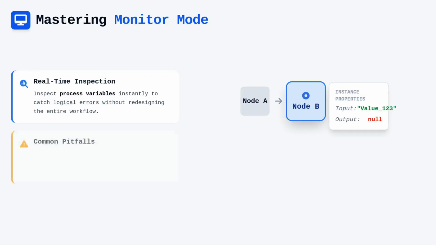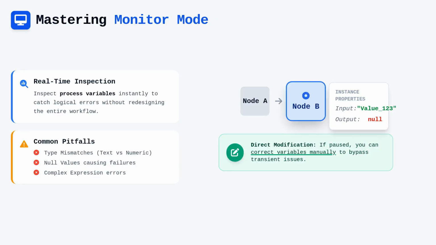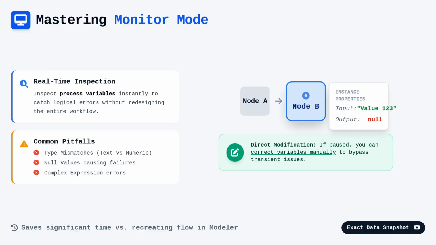This is where you will identify common pitfalls, such as type mismatches, where a text input is unexpectedly passed to a numeric process variable, or null values causing expression failures. If you find that a node has failed due to a transient issue, or if you simply need to correct a variable value after fixing a logic error, you can modify the variable directly if the process is paused. Being able to inspect these values saves significant time compared to recreating the entire process flow within the modeler, as it gives you the exact snapshot of data that led to the fault.